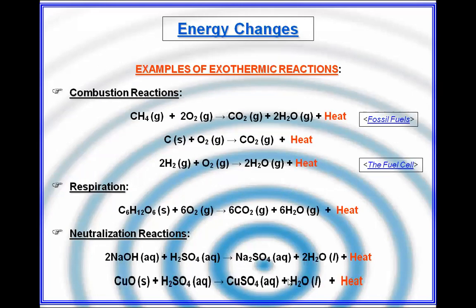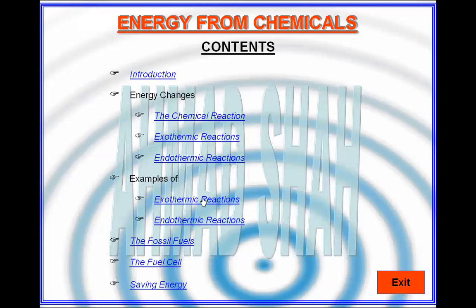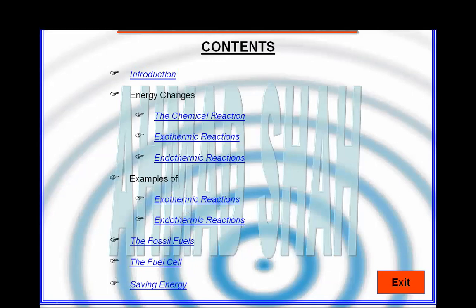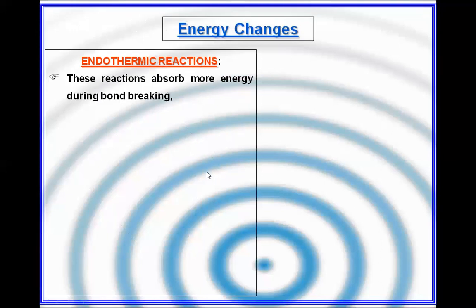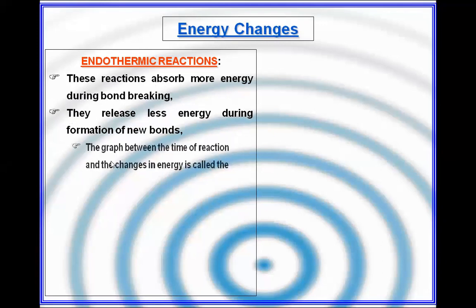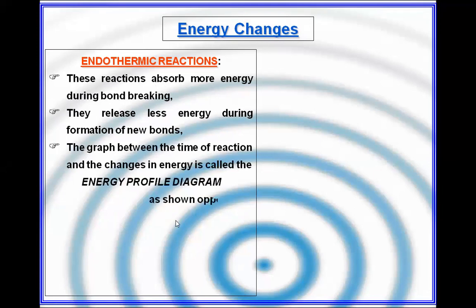Next one, metal oxide reacting with acid. It is also an example of neutralization reaction. So this is called exothermic reaction. Now, what happens during the endothermic reaction? Reactions absorb more energy during bond breaking, but they release less energy during bond formation. The graph between the time of reaction and the changes is called energy profile diagram.